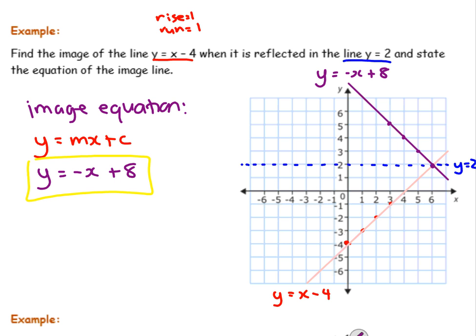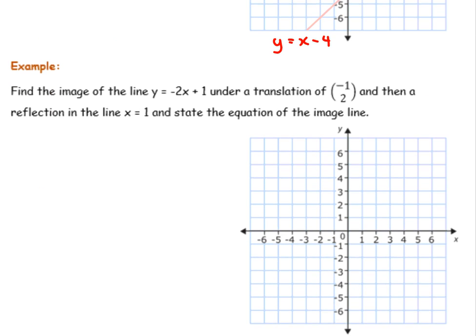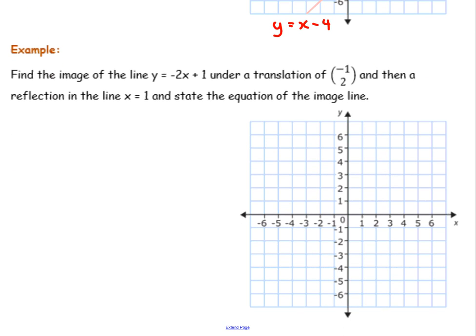How much time do we have to do these ones before the class starts? So find the image of the line y equals negative 2x plus 1 under a translation of negative 1, 2, and then a reflection in the line x equals 1 and state the equation of the image line.